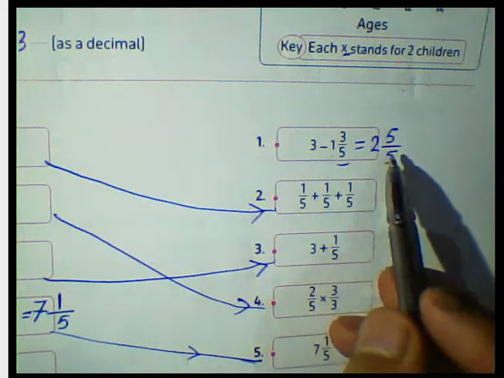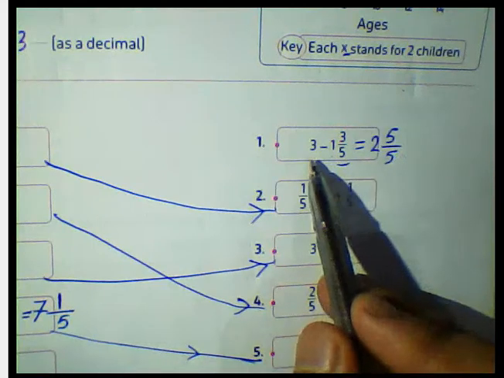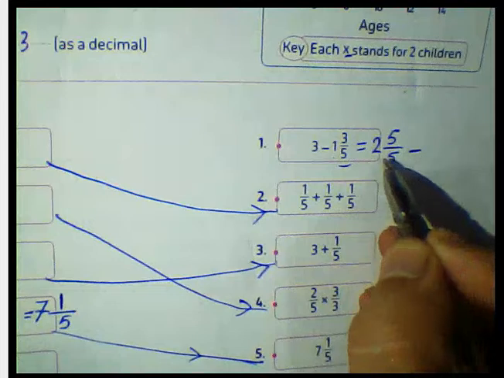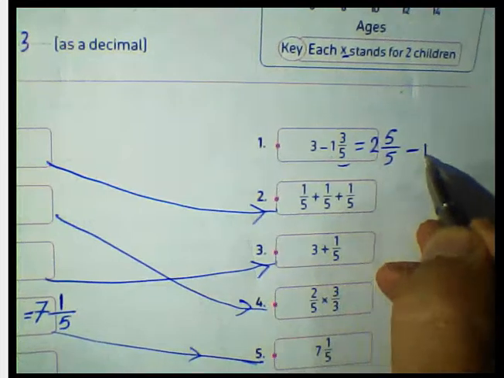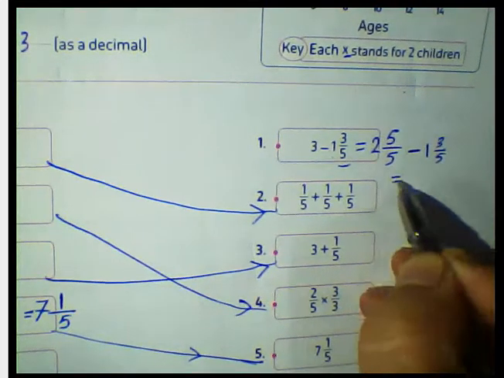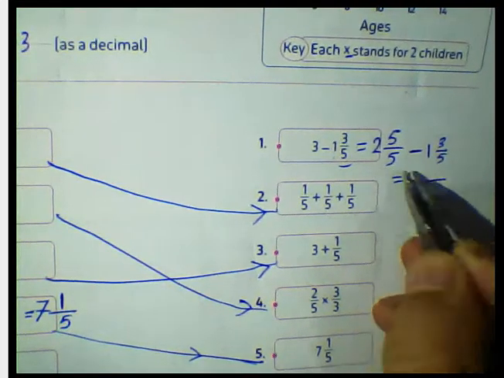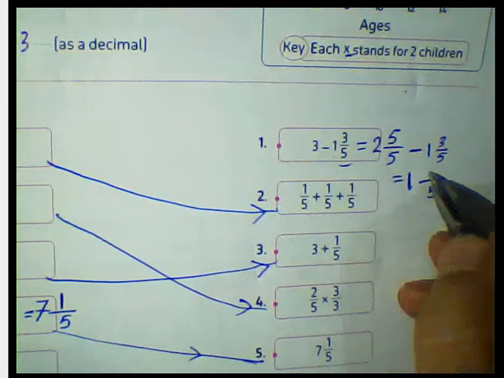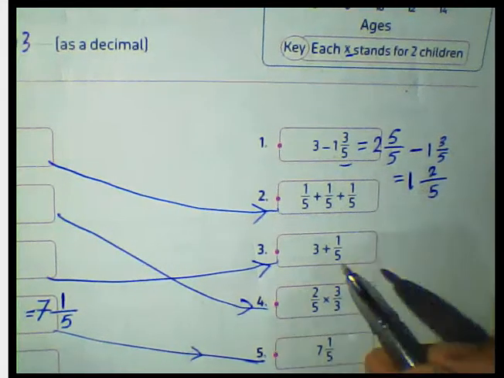So we must convert this whole number to a mixed number to find the result of the subtraction. 2 and 5 over 5 subtract 1 and 3 over 5: 2 subtract 1 equals 1. And we must write 5 in the denominator here. 5 subtract 3 equals 2. So the result will be 1 and 2 over 5.